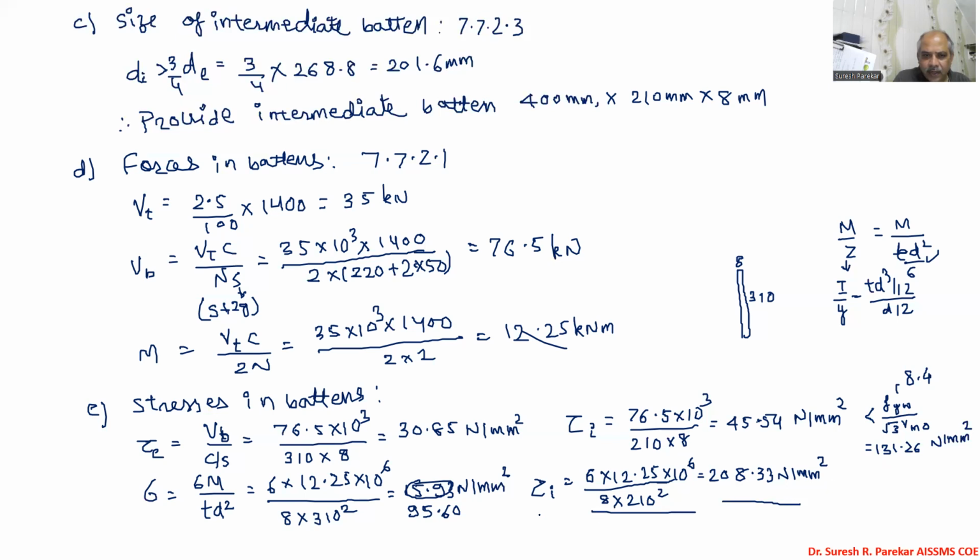Now this value, sigma for intermediate, is less than Fy upon gamma M0, clause 8.2, and that is 250 upon 1.1. It comes to 227 Newton per mm square. So both criteria are satisfied. Now we will go to the next point, which is F, step 3, connections.